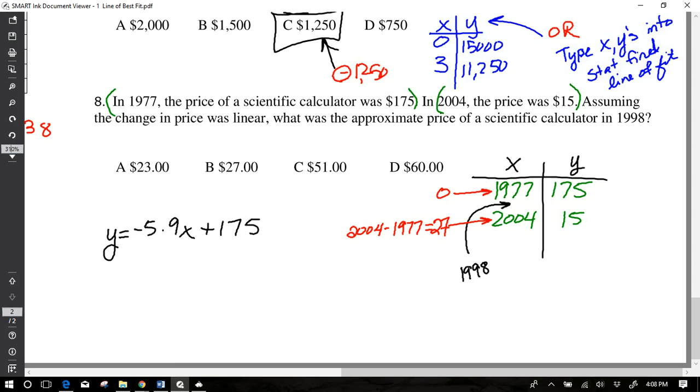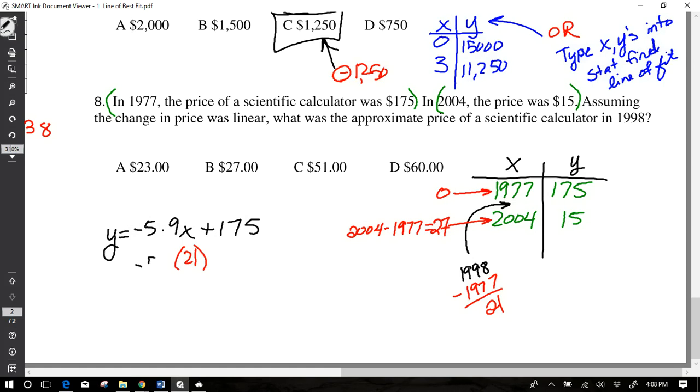And it's all going to come right back to what do we type in for X here? Remember, we did 0 and then we did 27. So what number are we going to plug in for 1998? And so we're still going to do that same process. 1998 minus 1977 is going to give me 21. So I'm going to plug a 21 into here.